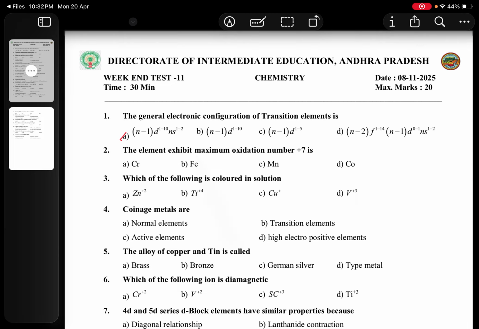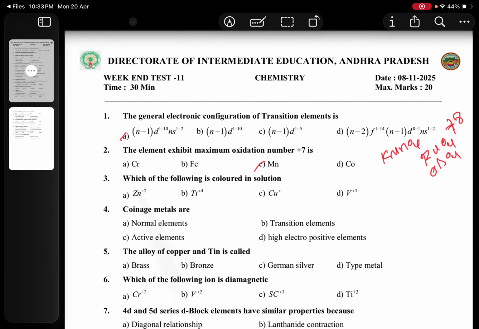The element that exhibits the maximum oxidation number plus 7 in the given options: manganese exhibits the maximum oxidation state plus 7 in the 3d series, that is in the compound KMnO4. Here the oxidation state of manganese is plus 7. In the 4d and 5d series, ruthenium oxide and OsO4 exhibit plus 8 oxidation state.